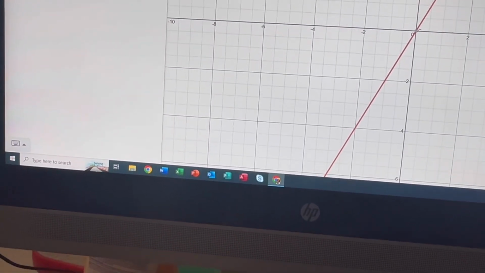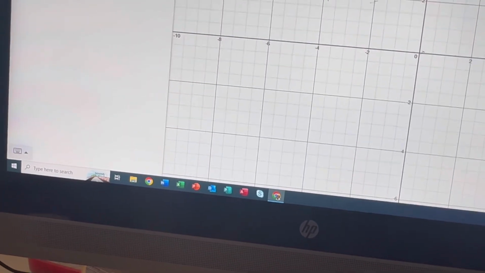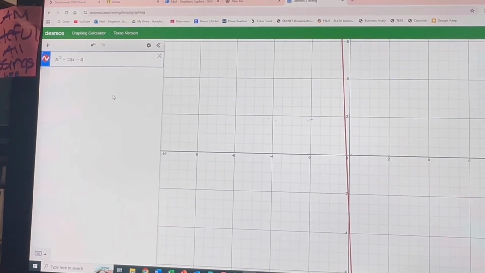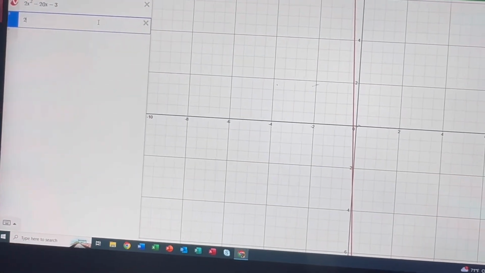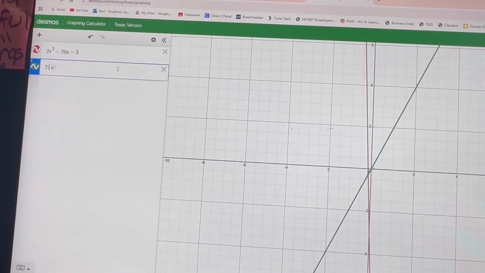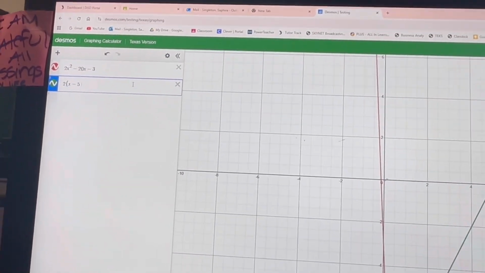2x squared minus 20x minus 3, and put in the vertex form: 2 times (x minus 5) squared minus 53.